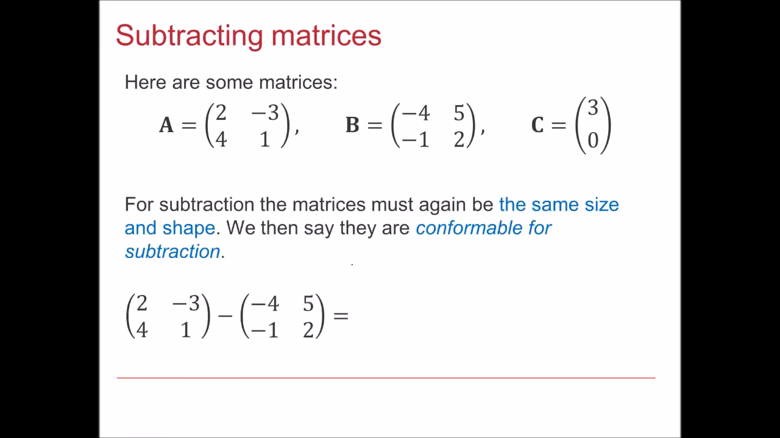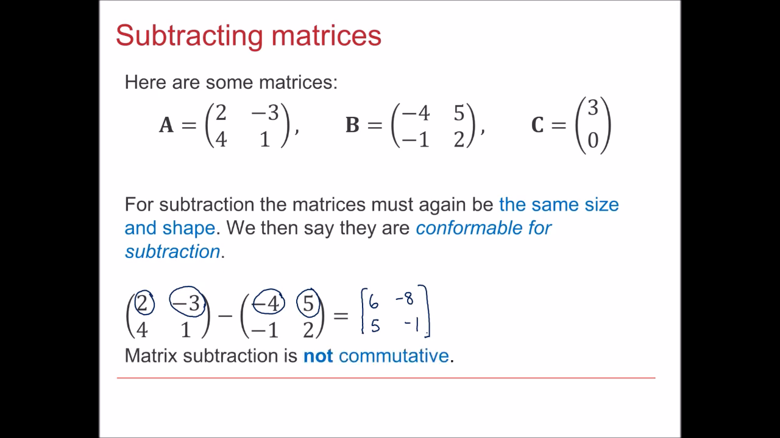Subtraction works the same way as addition. Again, the matrices need to be the same size and shape. We take each pair of elements in turn. 2 take away minus 4 is 6. In the top right, minus 3 take away 5 is minus 8. 4 take away minus 1 is 5, and 1 take away 2 is minus 1. Unsurprisingly, matrix subtraction is not commutative, since ordinary subtraction is not commutative either.